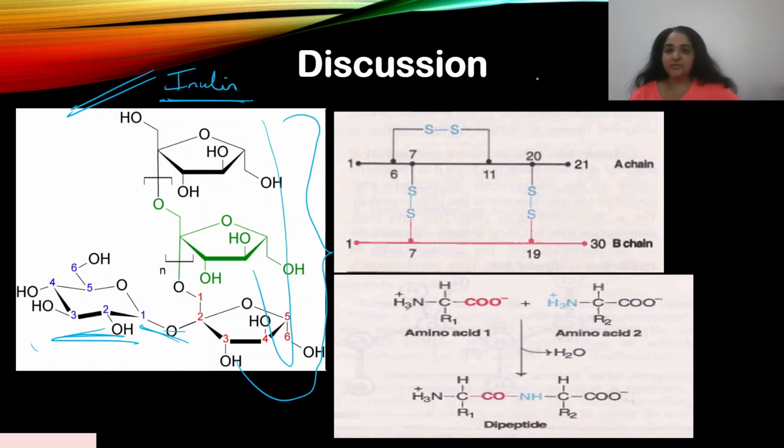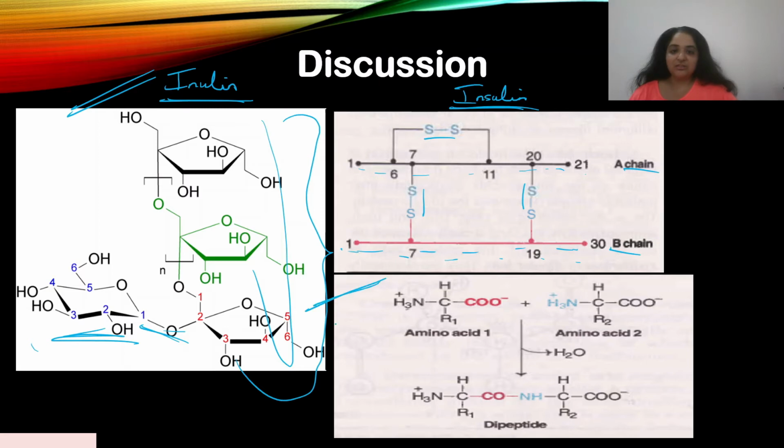Now what you see here is insulin. You have A chain, B chain, and there are disulfide bridges. Of course, these are all amino acids that are attached to each other, but they're just represented as a line. And these amino acids are attached via peptide bonds.